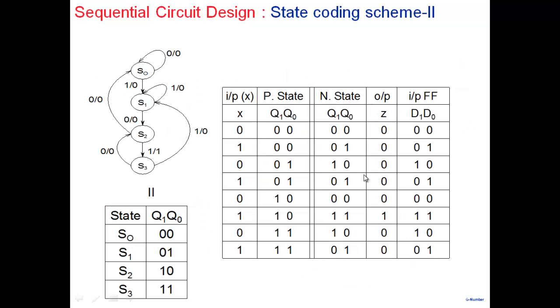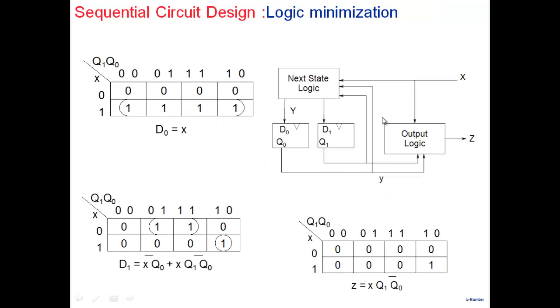Now note that we had assigned one particular set of codes to S0, S1, S2 and S3. In this case, we have assigned a different code: S0 is 00, then 01, 10, and 11. We have gone through the synthesis process again, filling up the state transition table to determine D1, D0, and Z. The same process we repeat.